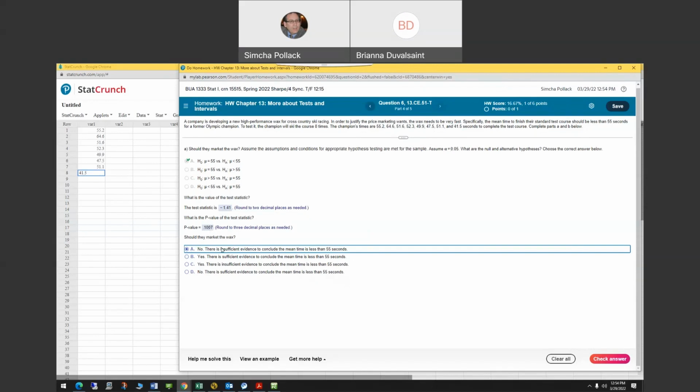That means we continue to accept the H0, that the average truly is 55. We don't believe the HA. If this number had been 0.00001, a very small number, then we'd reject it and say there is sufficient evidence. Right now, no. Should we market the wax? No, because the new one isn't any faster than the old one. There is insufficient evidence to conclude the mean is less than 55. In other words, this new wax is basically the same as the old wax. It may have a slightly lower average, but not really that much lower. Okay, it makes sense. That's the answer.